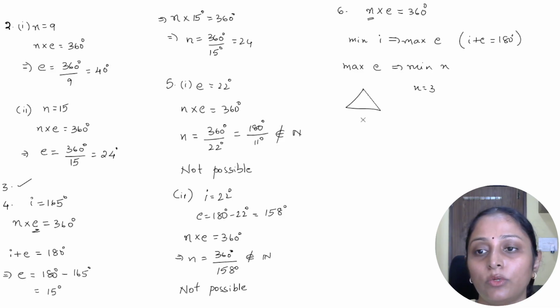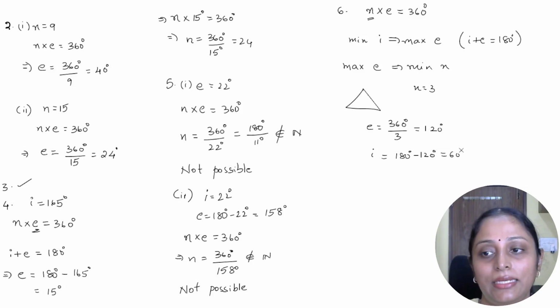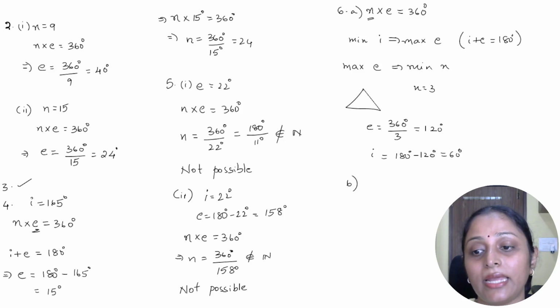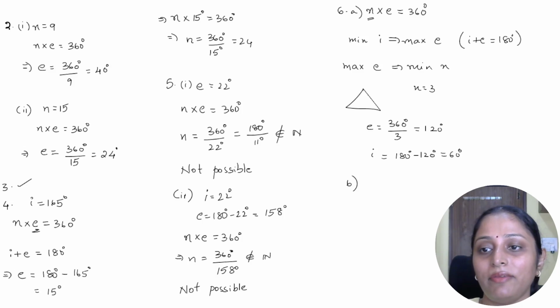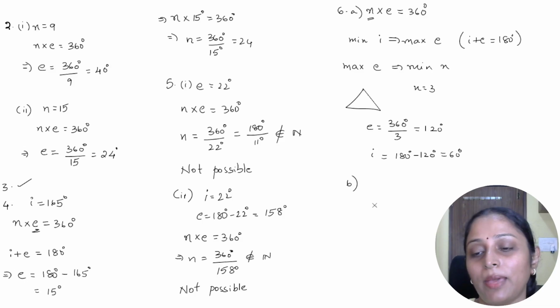So now that n is equal to 3, e is equal to 360 by 3, which is 120 degrees, and coming to our interior angle, which is what they have asked us, 180 minus 120, which is 60 degrees. So this is the answer for the first part of the sixth question. Next they are asking us, what is the maximum exterior angle possible? Maximum exterior, like we've discussed, minimum interior angle implies maximum exterior angle, right? So again, maximum exterior angle is nothing but 120 degrees that we have got here. Maximum exterior angle is 120 degrees.